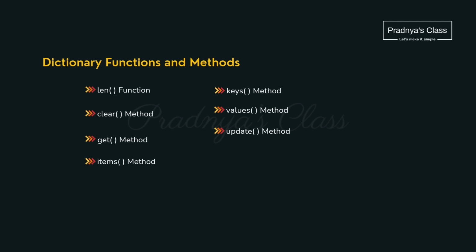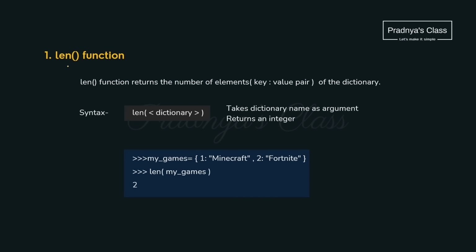Alright, here are some of the functions and methods associated with dictionary. We are already familiar with the function len. It counts the number of elements. In case of dictionary also, it works in the same way. It will give the number of elements. Here are 2 elements. That's why we got 2.